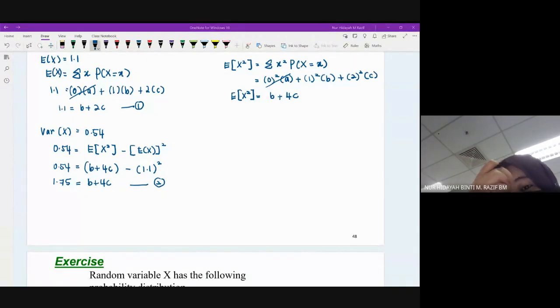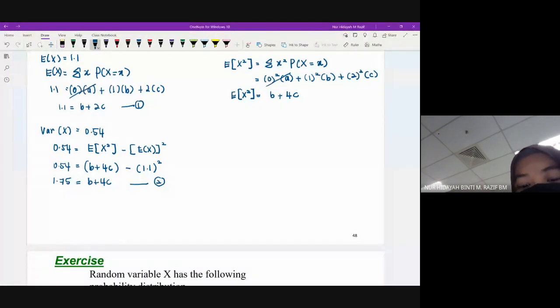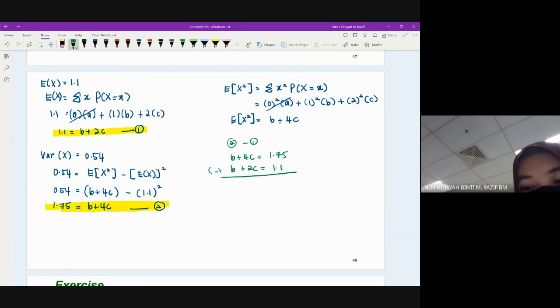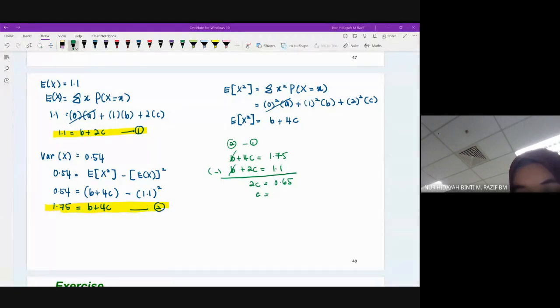So dah siap ke? Belum. Kita boleh cari nilai B ataupun nilai C. So we are going to do elimination here menggunakan this equation as well as this equation. So using elimination method, I'm going to remove B. So I'm going to take 2 minus equation 1 yang mana from there I'm going to have B tambah 4C is equal to 1.75. B tambah 2C is equal to 1.1. So I'm going to subtract this 2 which will give me B minus B is 0. 2C is equal to 0.65. So what is the value of my C? C kita akan dapat 0.325.